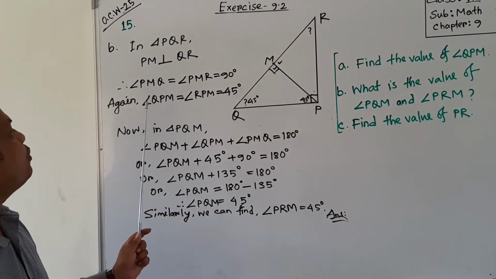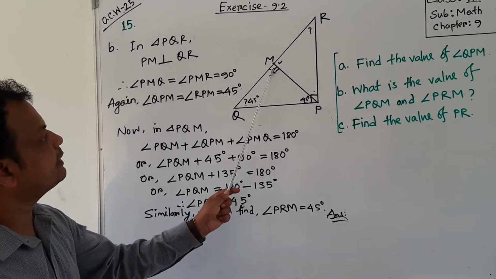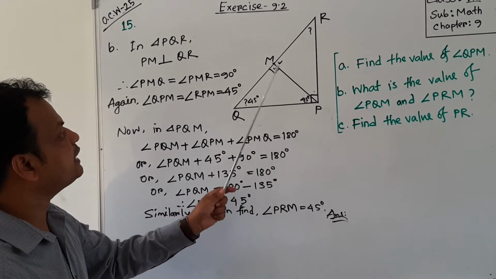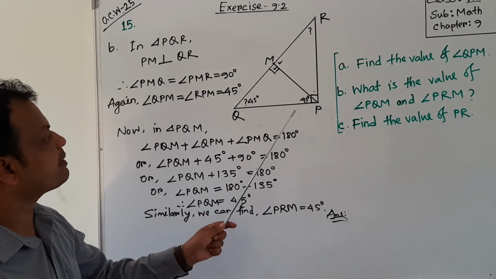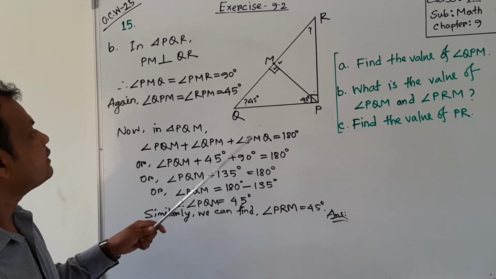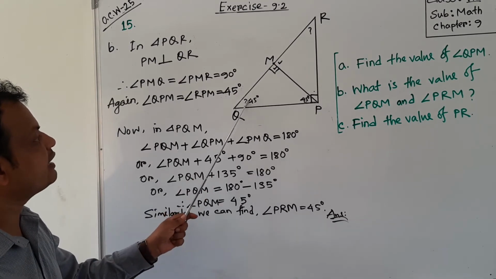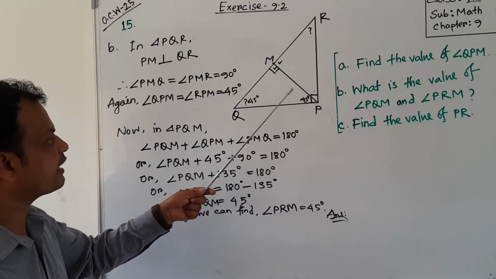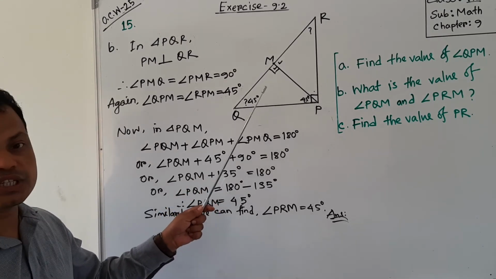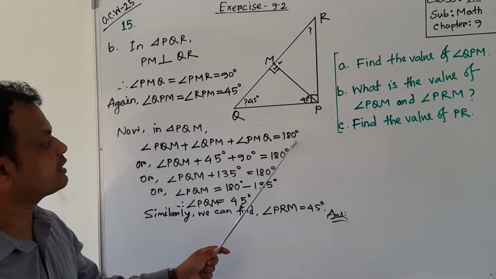And from A we have got angle QPM equals angle RPM. So this angle will be 45 degrees. We have got it from A. Now we will find the value of this angle. How? This angle belongs to triangle PQM. So in triangle PQM, the sum of the three angles will be 180 degrees.